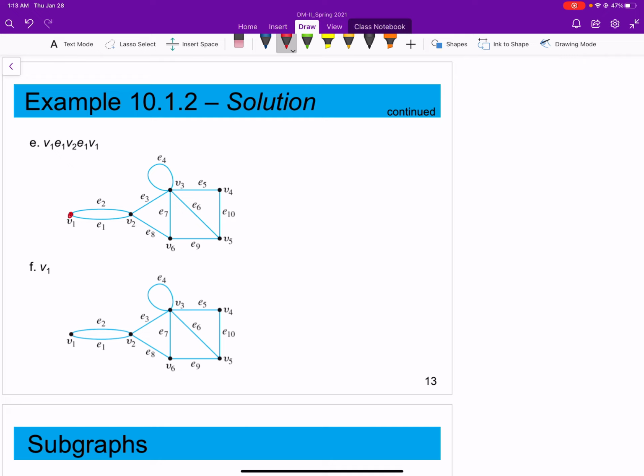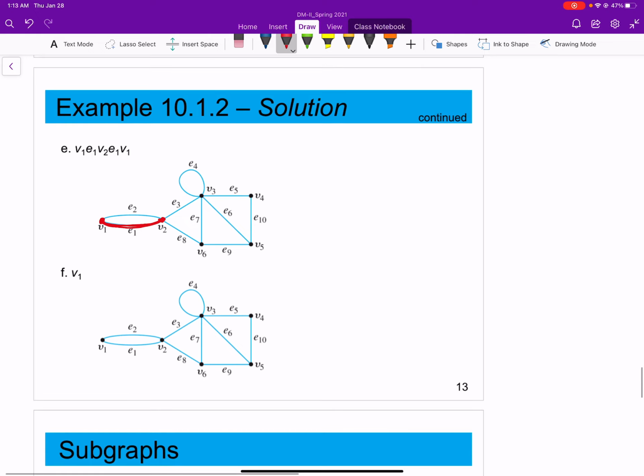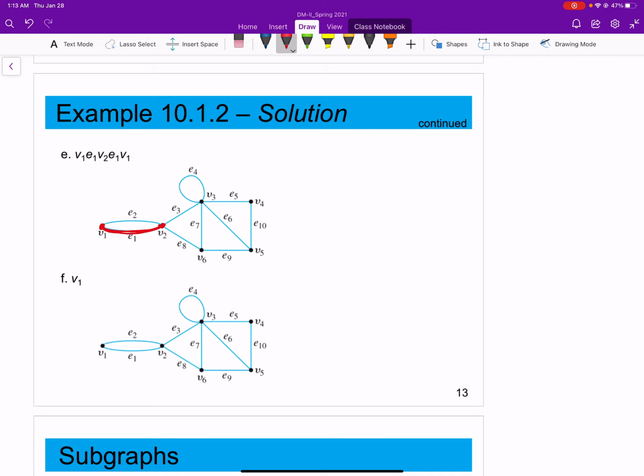It is V1, E1, V2, E1, again coming back to the same place. All right, so starting from V1, E1, V2, again coming back to the same place. All right, so let me write with descriptions. It has repeated vertices and it has repeated edges. Okay.